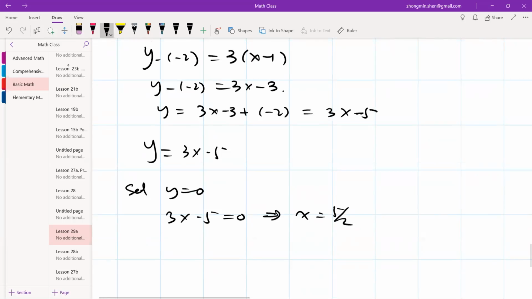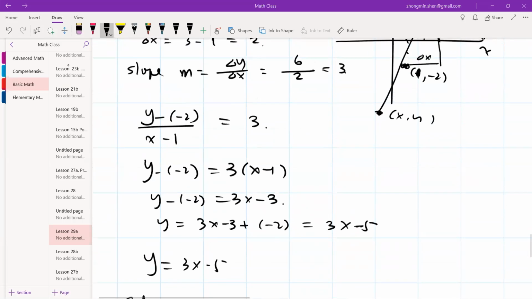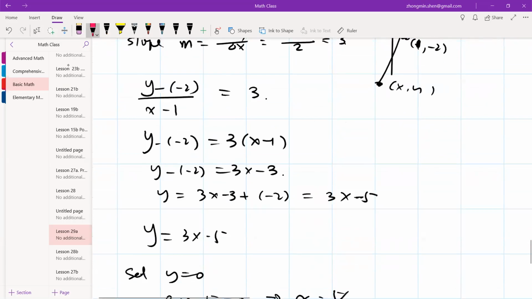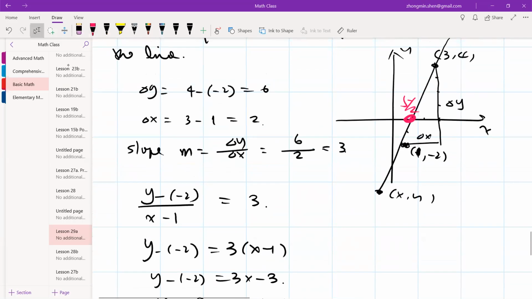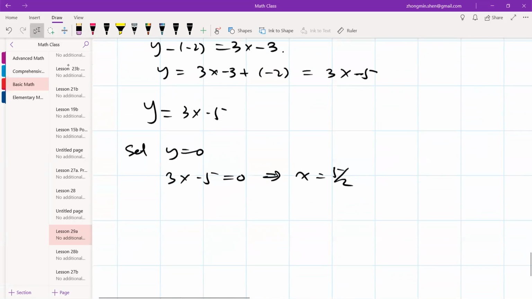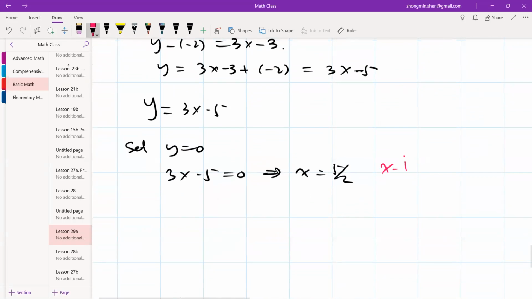So let's go back to the problem. You see, this is going to be the point 5/2, so this is the x-intercept. And you look at the picture, it's reasonable, right? So this is the so-called x-intercept.